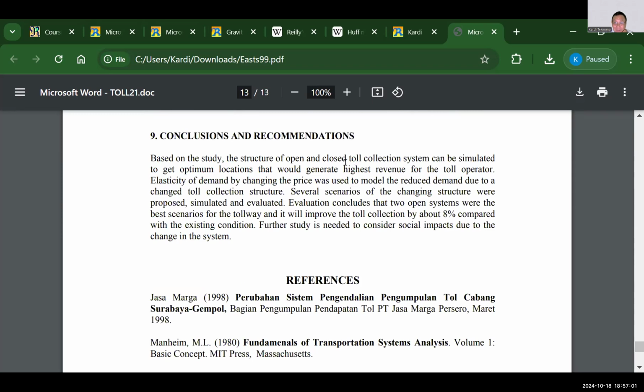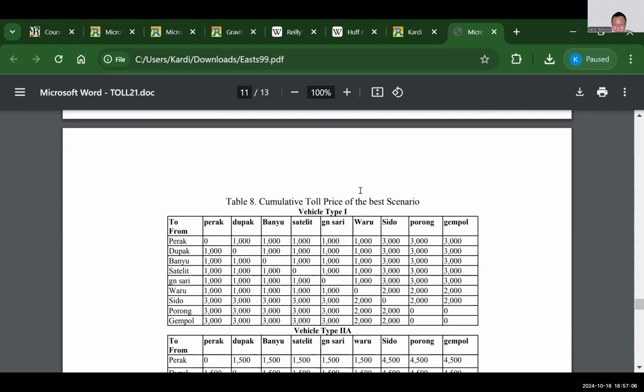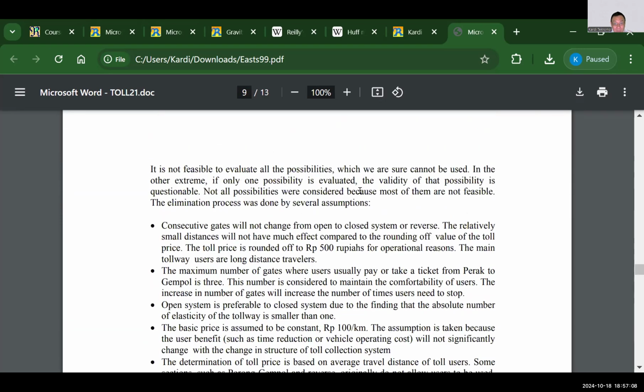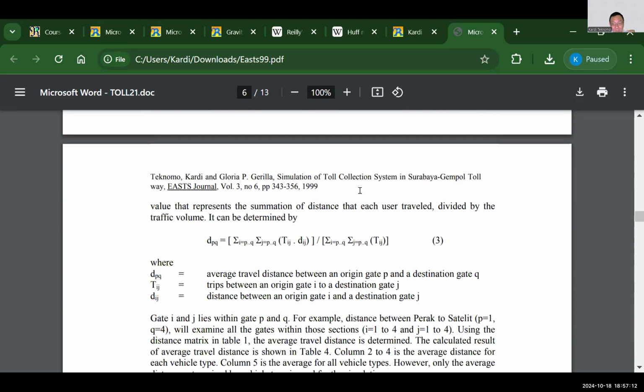So this is one example of using the gravity model. You can also use it for your group project or for your other project. Okay, so one more person, at least, you can share your screen.